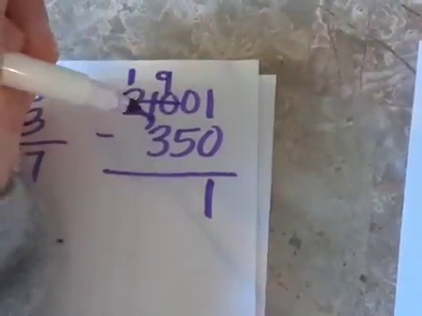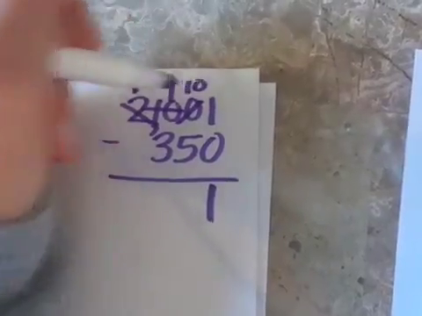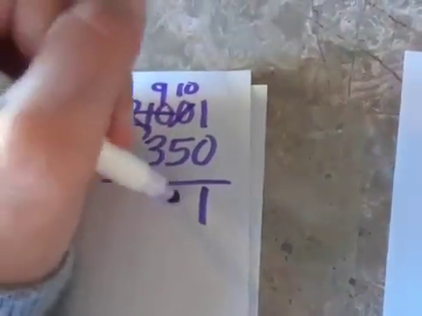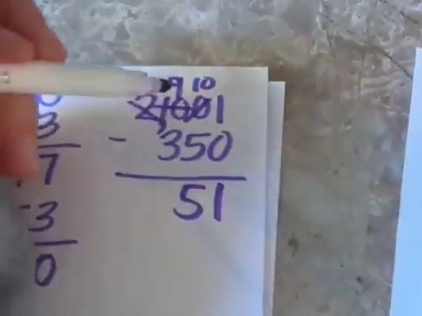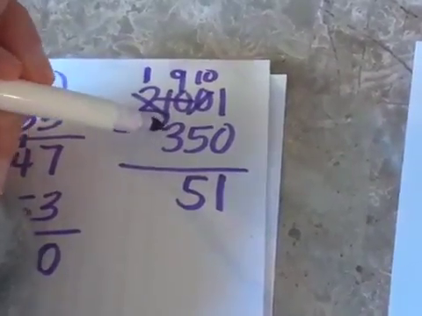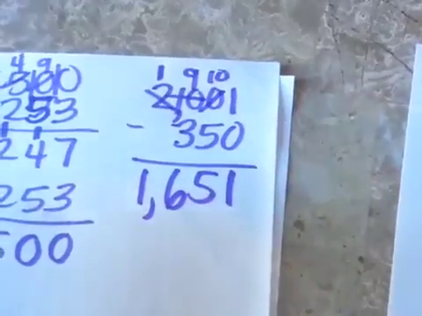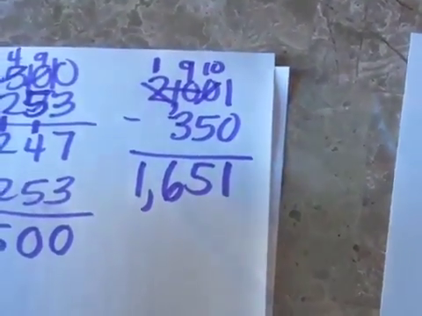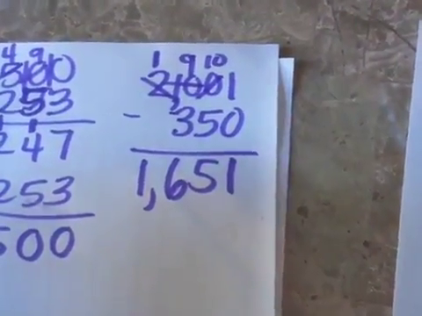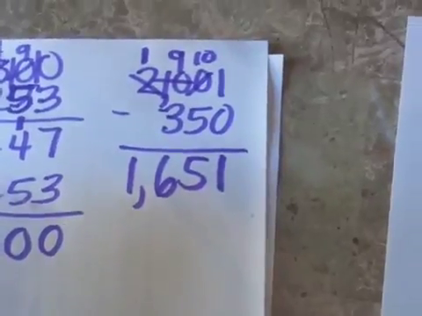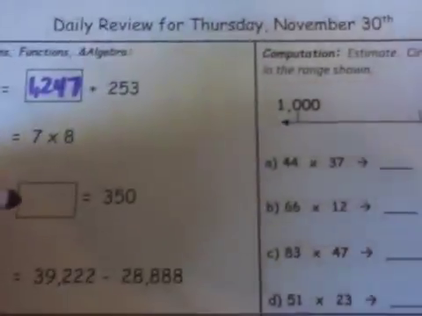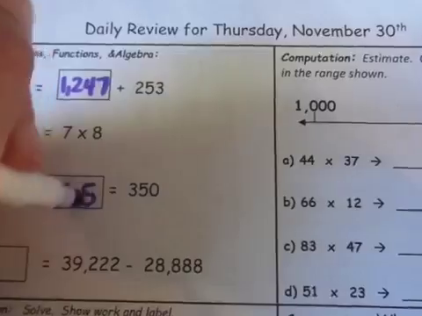Got to borrow again. It becomes a 9. This 0 becomes a 10. 10 minus 5 is 5. 9 minus 3, 9, 8, 7, 6. 1 minus 0 is 1. 1,651. See if you can say that with a southern accent. 1,651.